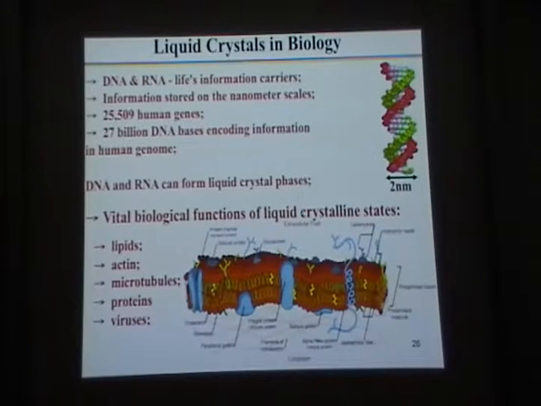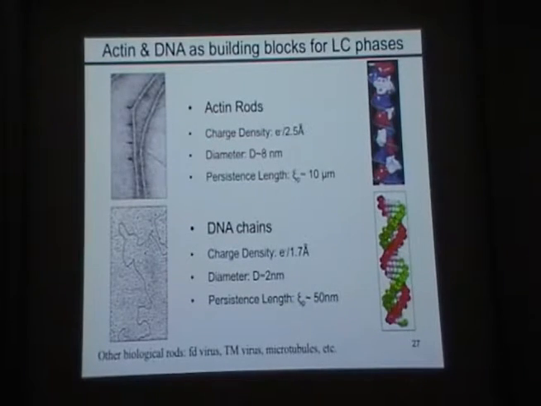Well, liquid crystals are a big part of biological materials too, right? So many biological molecules such as lipids, actin, microtubules, proteins, viruses, even bacteria are known to form liquid crystal phases, and that includes molecules such as DNA, the carrier of genetic information. And why do they do it? Well, if you just look at molecules like this, like actin or DNA, you realize they have strongly anisotropic shape, right?